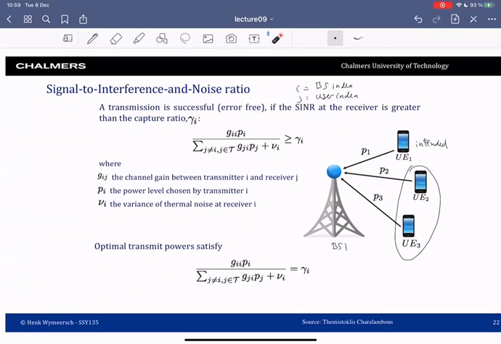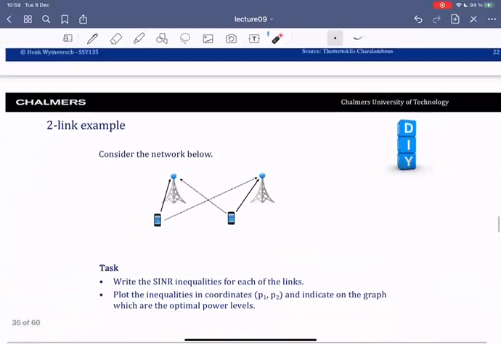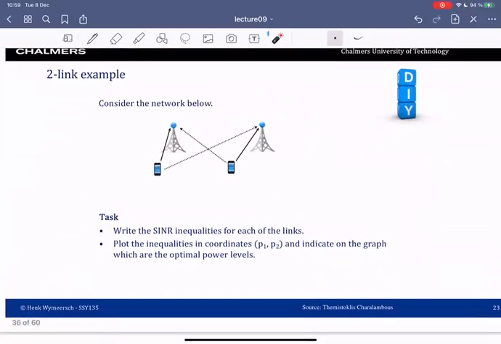And now the optimal transmit power should satisfy this constraint exactly, because it doesn't make sense to use more power than needed to satisfy this constraint, because when you use more power, you will create more interference for other users. Okay, so you should satisfy this with equality. So consider now this example here with 2 users and 2 base stations. Okay, base station 1 and 2, user 1 and 2.